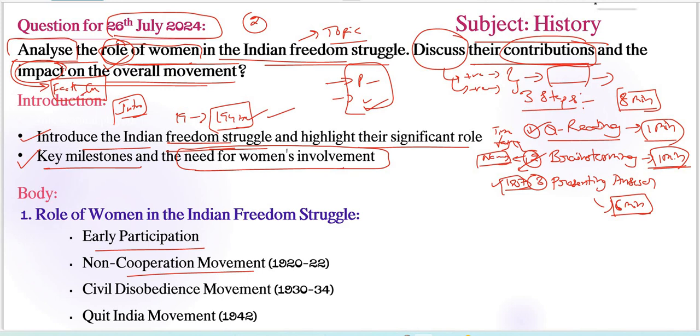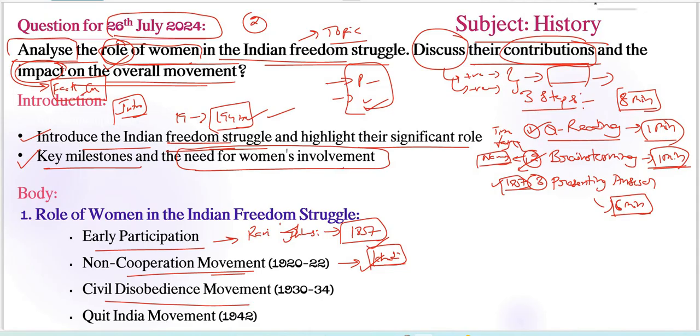Okay, so please follow. In the category of early participation, we can include Rani Lakshmi Bai, Rani of Jhansi, related to the revolt of 1857, right? She symbolized courage and resilience during the revolt. Next, the Non-Cooperation Movement, 1920 to 22. Here, women boycotted foreign goods, especially closing liquor shops, and promoted khadi. That is also a very significant role played by women.